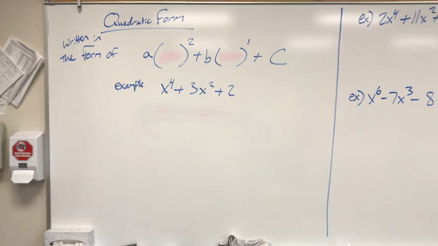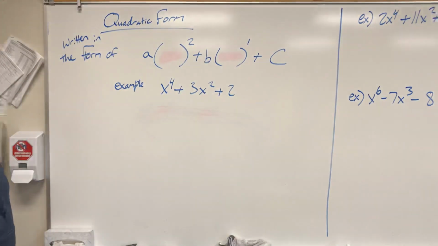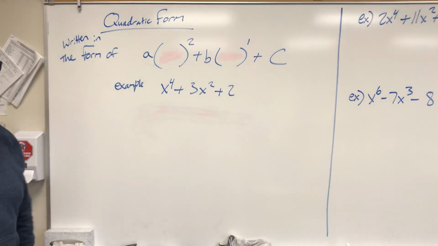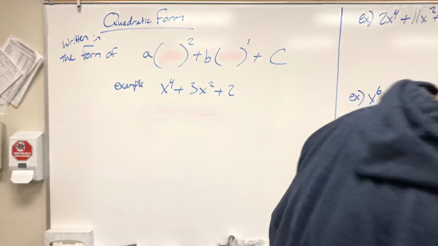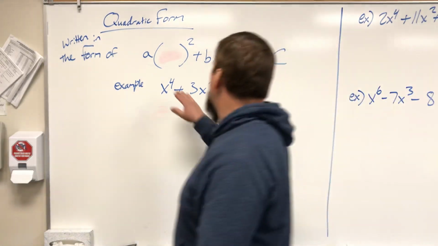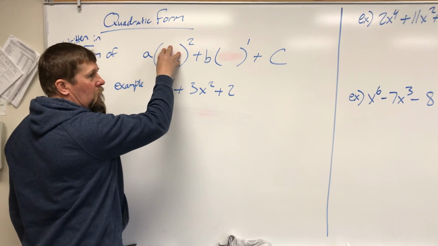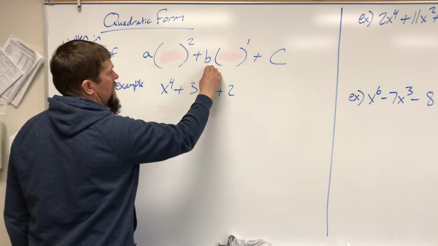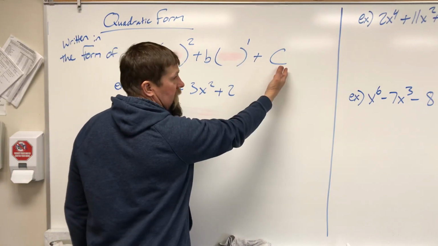Here is the last of the factoring videos. We're calling this quadratic form. Basically, if you're able to write a polynomial in the same form as a quadratic, that's considered quadratic form. So for example, you have some number out front, a variable or something squared, plus a number times a variable to the first, plus another number.